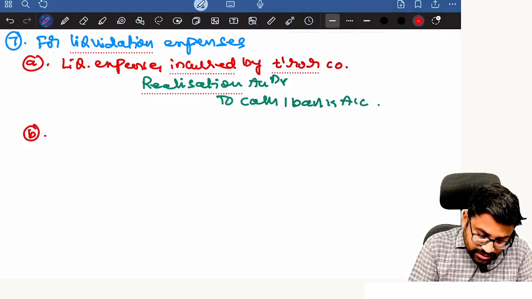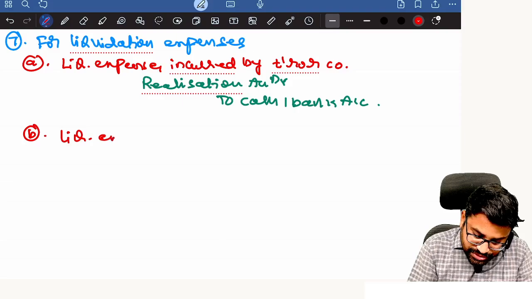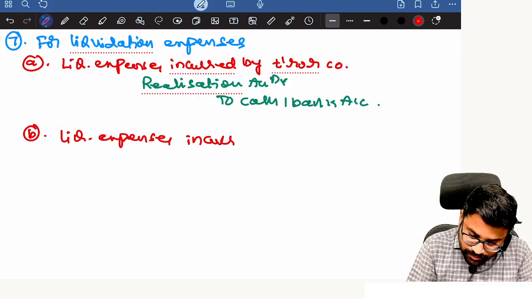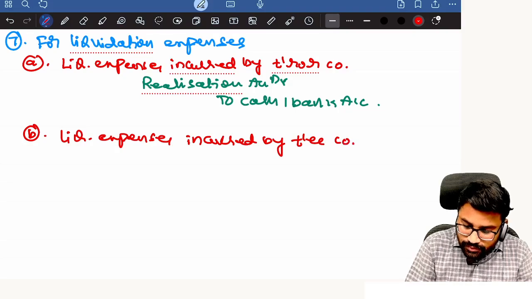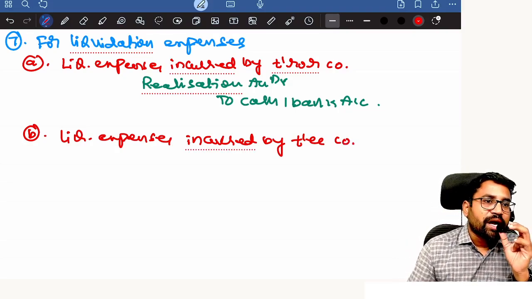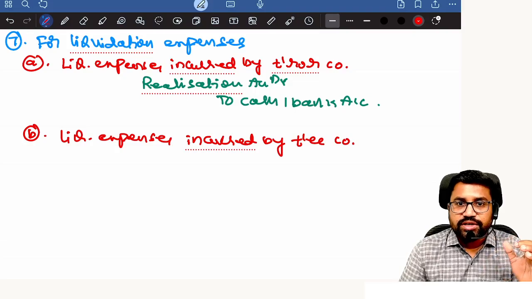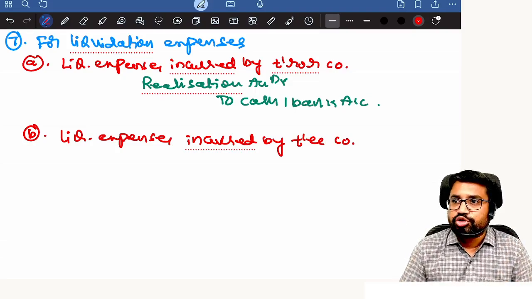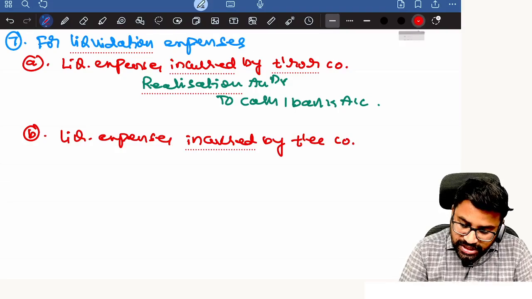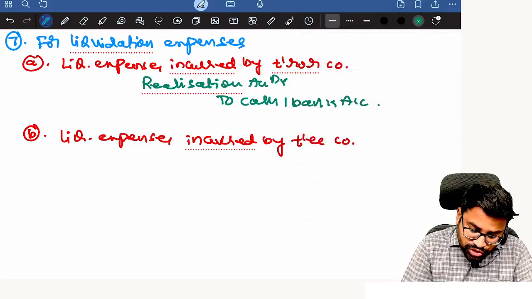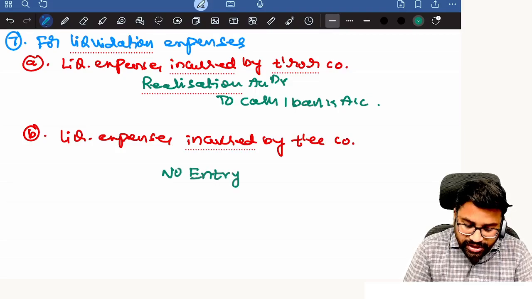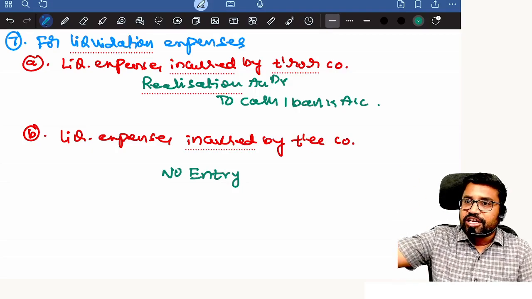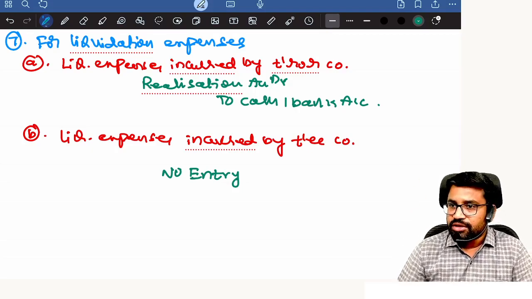Second case, sir, liquidation expenses incurred by the transferee company. As per the agreement between the parties, the transferee company may say to the transferor company, we will incur your expenses, you need not worry, we will pay. Then in such a situation, in the books of transferor, no entry. No need to pass any entry, because they are incurring expenses. So in my books, no entry.